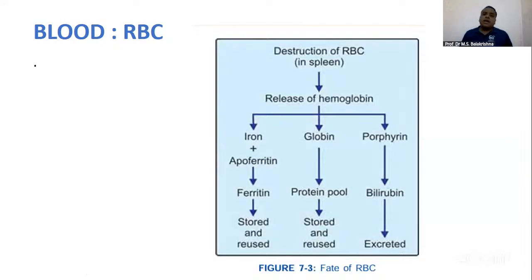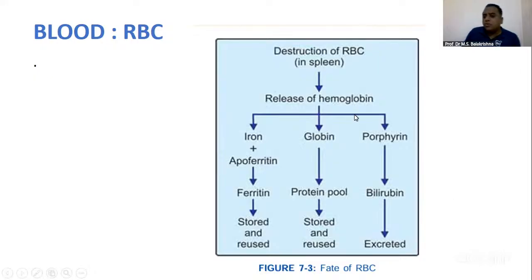So now, what happens when RBC breaks? Our hemoglobin is destroyed in the spleen and reticuloendothelial system. And the major component of RBC that comes out is hemoglobin. The color of the red blood cells is because of hemoglobin.